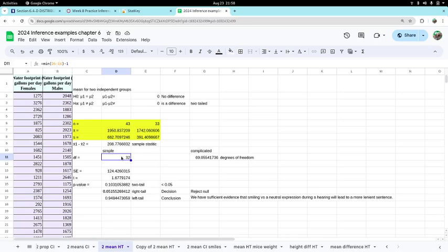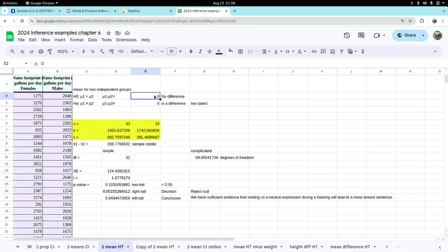Based on the simple degrees of freedom, I'm going to get a 2-tailed p-value of about 10%. I have a standard error of 124 gallons per day, and my t-score on that is 1.68-ish. So we're about 1.68 standard errors away from the expected mean of 0.